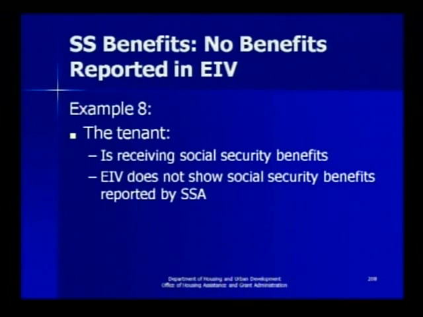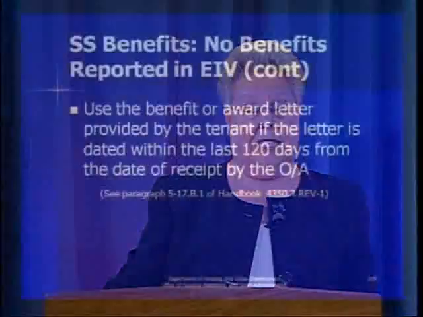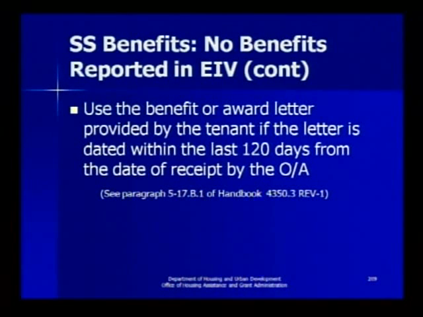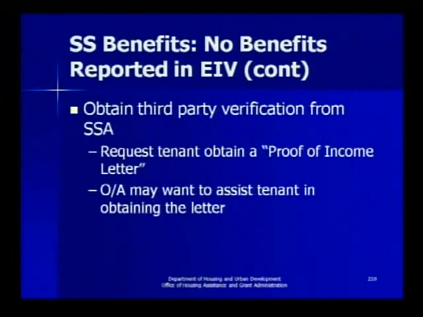The next example: the tenant says they're receiving Social Security benefits, but EIV doesn't have any benefits at all in the system. In this instance, you can use the benefit or award letter that the tenant can provide you, as long as it's dated within the last 120 days from your receipt. Or you can obtain third-party verification directly from Social Security by requesting that the tenant obtain a proof of income letter.